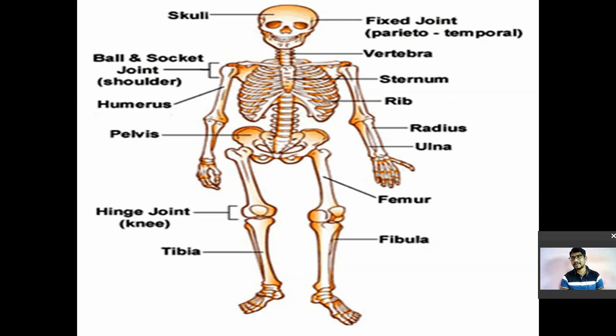They will act as a storage form of minerals, for example calcium, phosphate, phosphorus, etc. Some minerals are stored in your bones. So they will act as a storage form for some minerals. They will have a protective function. They will have a hematological function. They will have a structural framework. The main function is the structural framework for the body.